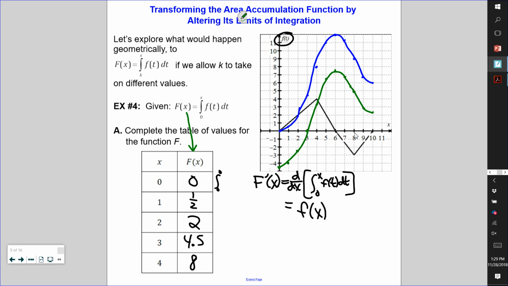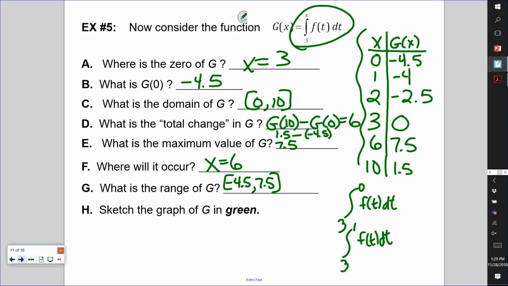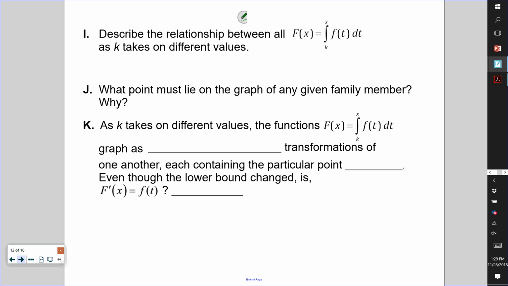So if we change that bottom number, all we're going to get is a vertical translation. So that's what the question is asking. Describe the relationship between all f of x if you go from k to x, and you change k. They're just going to be vertical shifts of each other. Each graph is a vertical shift of each other.